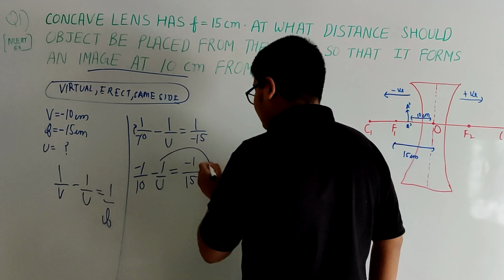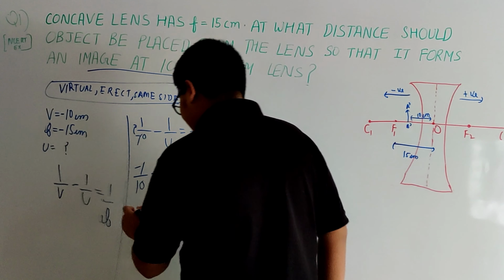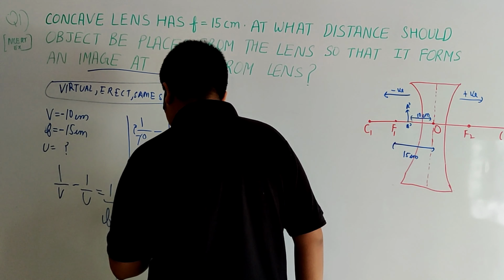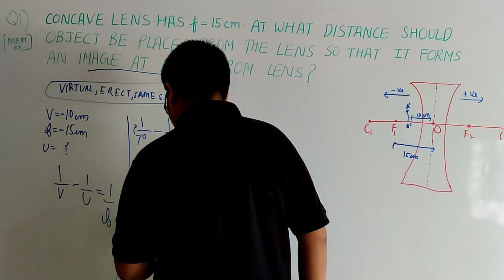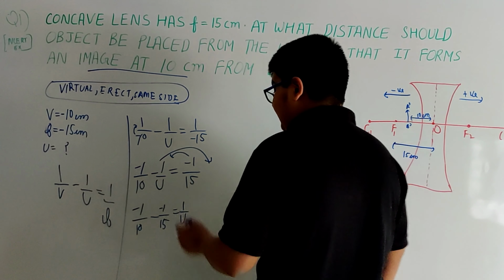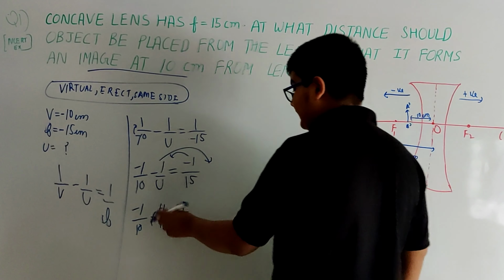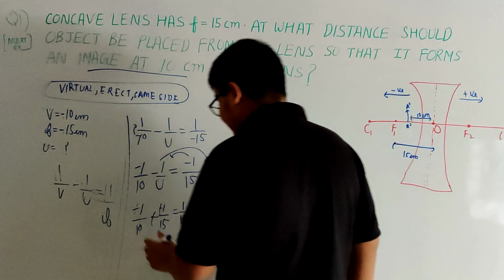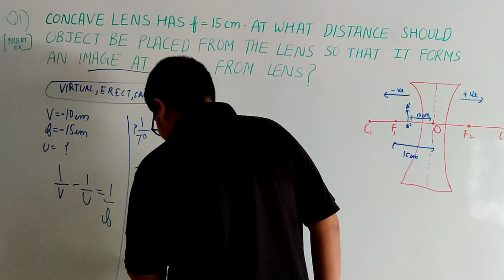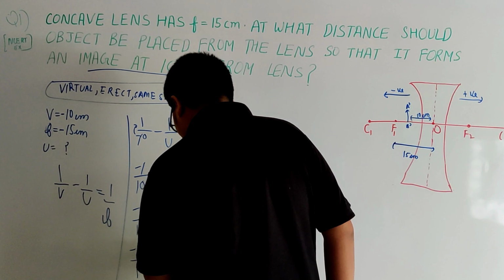If we take this u to this side and minus 1 upon 15 to this side, we will get that minus 1 upon 10 minus 1 upon 15 is equal to 1 upon u. Now we just have to solve this fraction. So two minus signs will get cut and a plus sign will be there. So from here we can get that minus 1 upon 10 plus 1 upon 15 equals 1 upon u.